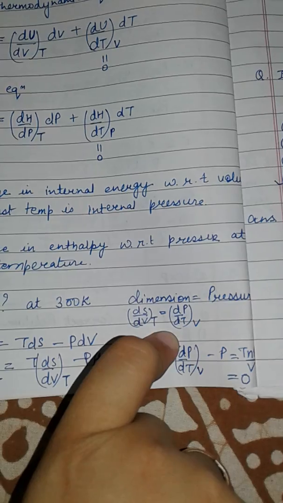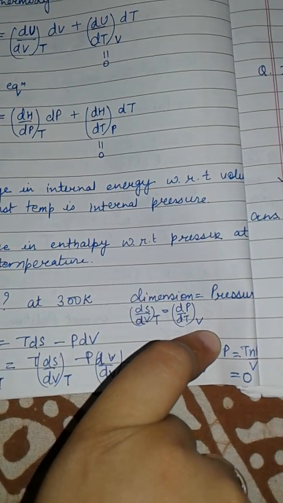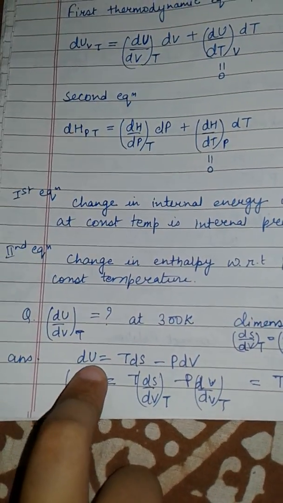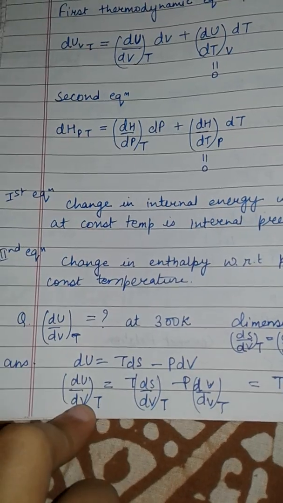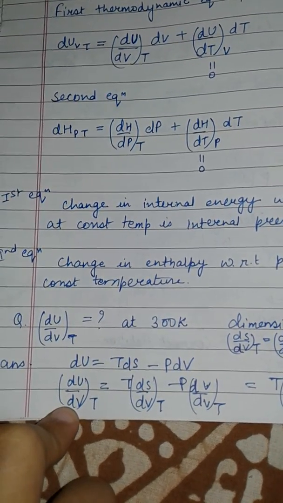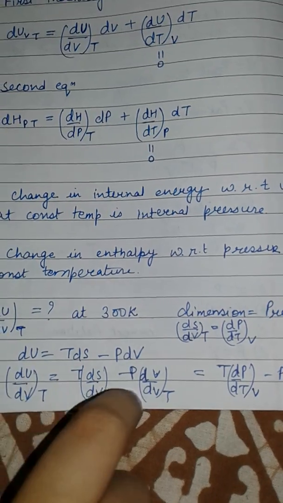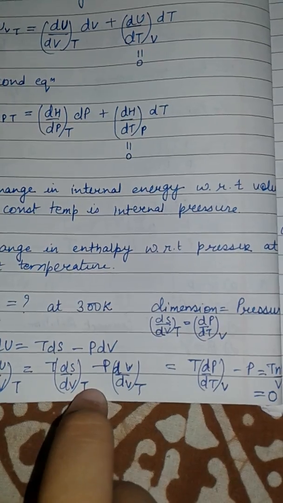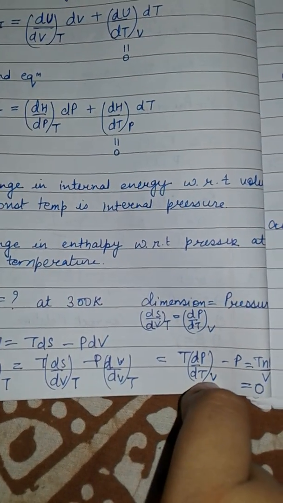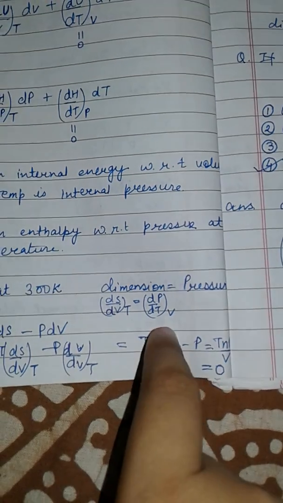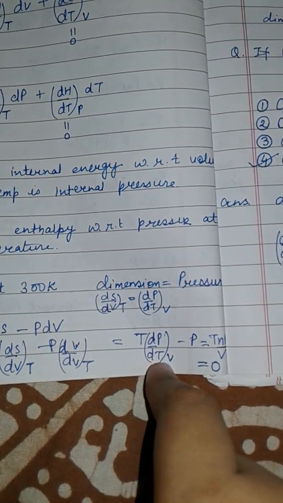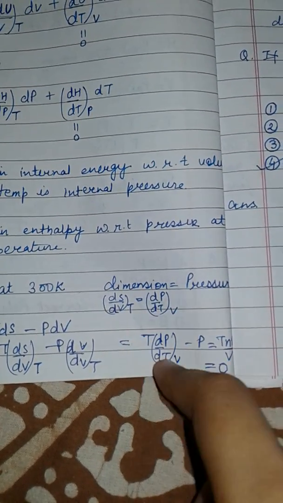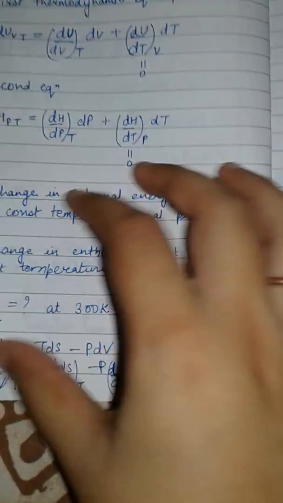dS/dV at constant T is equal to dP/dT at constant V. It is the hint, it is the Maxwell relationship. Now the answer: dU is equal to TdS minus PdV, we know. Now differentiating with respect to V at constant T on both sides, we get this. Then putting the value of dS/dV at constant T equal to dP/dT at constant V according to the Maxwell relation, and solving, dP/dT at constant V is equal to nR upon V, putting T nR upon V, which is also equal to P, so P minus P is 0.